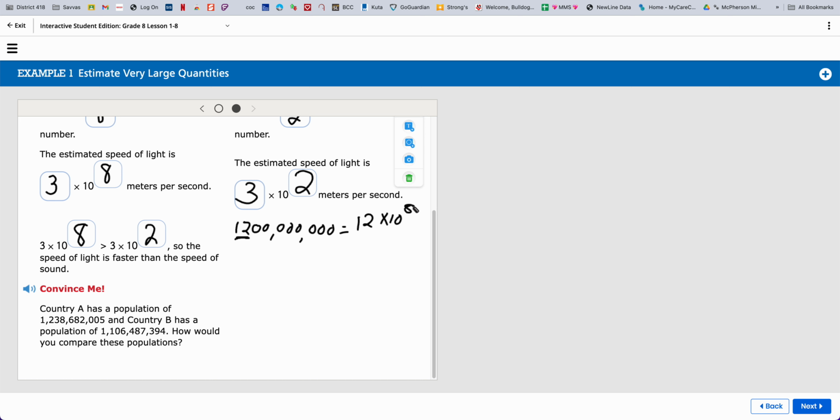And then I can take country B, and I can do the same thing first. I can't write. There we go. It's 1,100,000,000. Okay, I'm right at the bottom where I can write. So that would be 11 times 10 to the 8th.